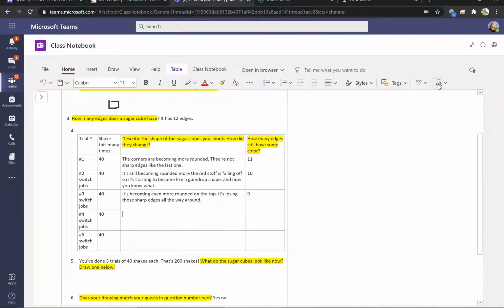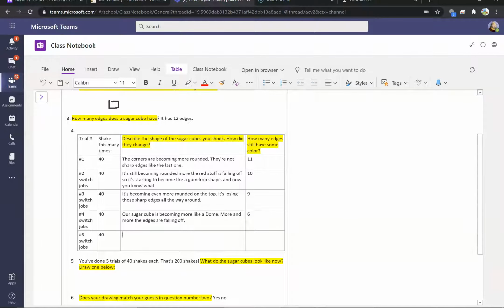Our sugar cube is becoming more like a dome, period. More and more of the edges are falling off, period. And if you remember, I believe we said there was 6 edges left that had them.